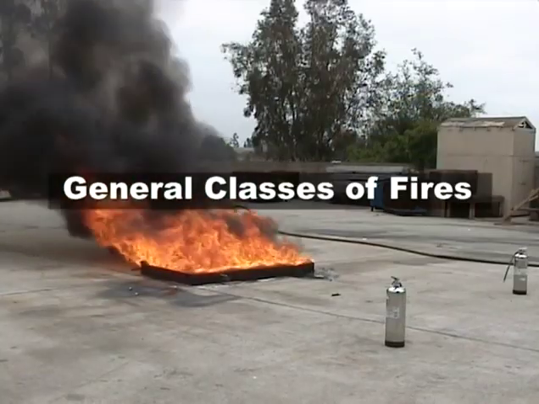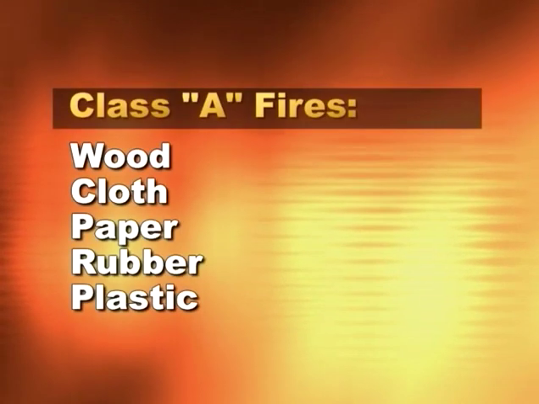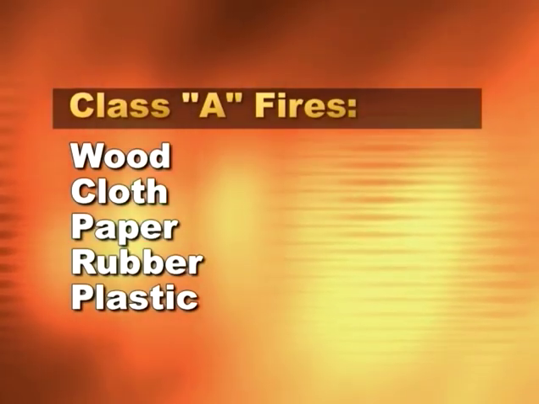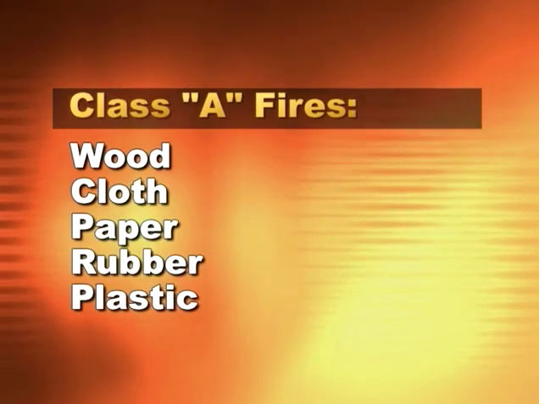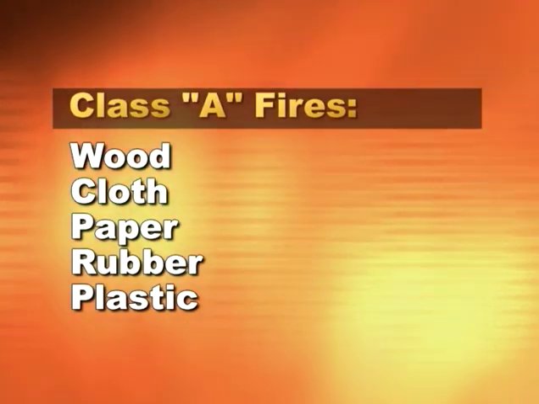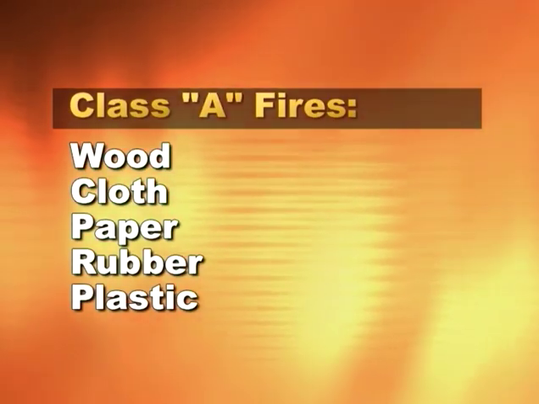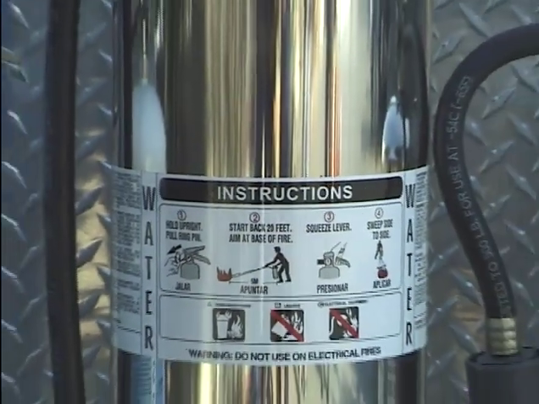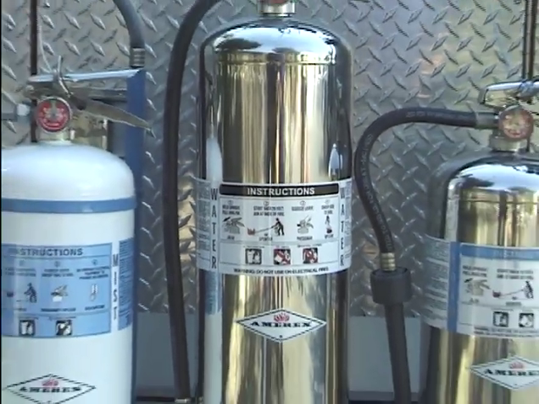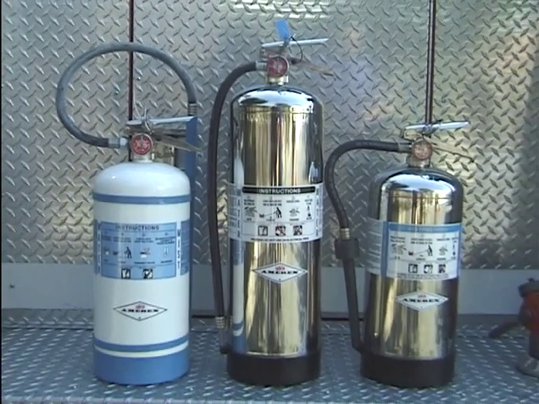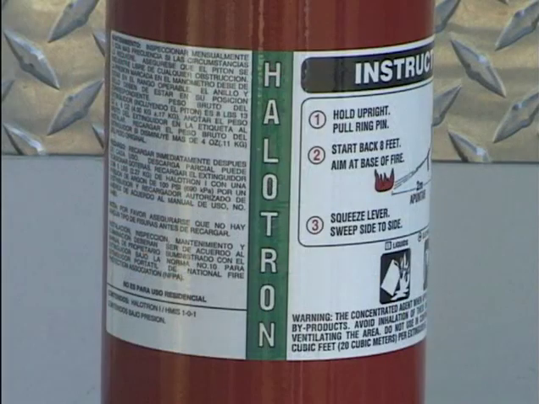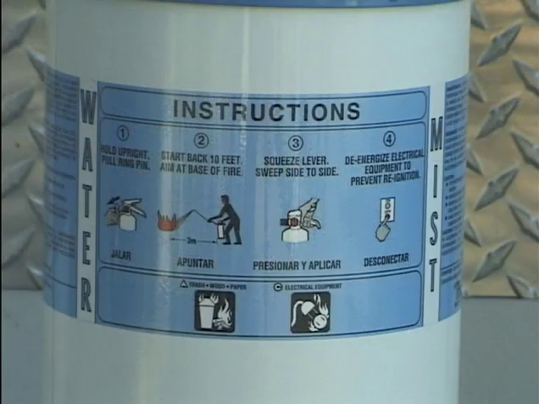General classes of fires. Class A. This type of fire is the most common. The combustible materials are wood, cloth, paper, rubber, and plastics. The common extinguishing agent is water, but multi-purpose dry chemicals and halogenated agents are also effective. Do not use fire extinguishers that are not rated for Class A fires.